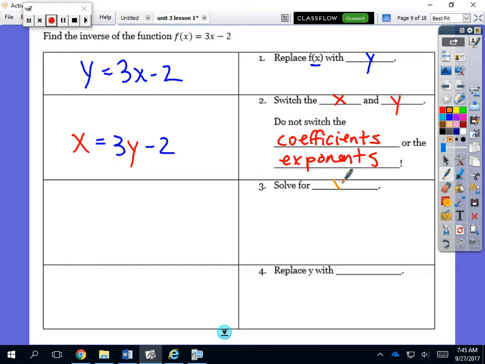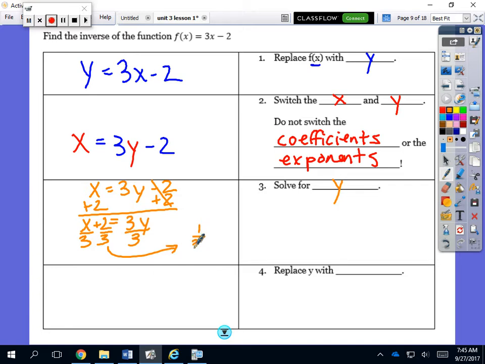Now solve for y. Okay, so I have x equals 3y minus 2. To get y by itself, I add 2 to both sides first. Remember, you undo addition and subtraction before you undo multiplication and division. So I have 3y equals x plus 2. Now I divide everything by 3, and I get 1/3 x. I'm going to go over here where I have more room. Plus 2/3 equals y, because this 3 divided by 3 is 1. Okay, so that's step 3.